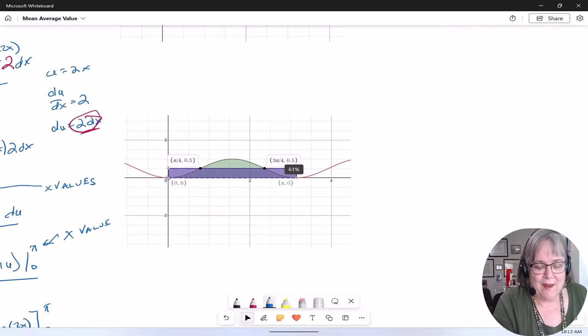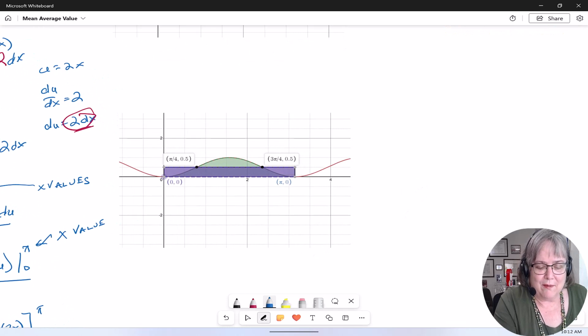So, and where does this occur? Right here at 3 pi over 4. And pi over 4, there's actually 2 places.